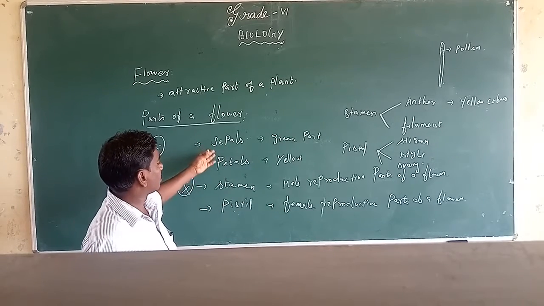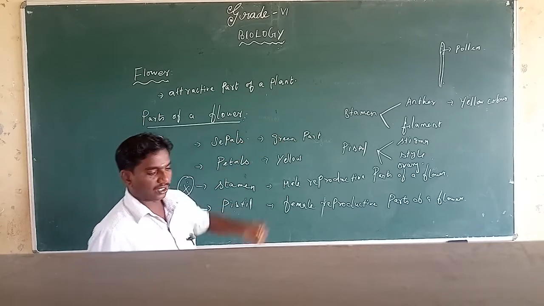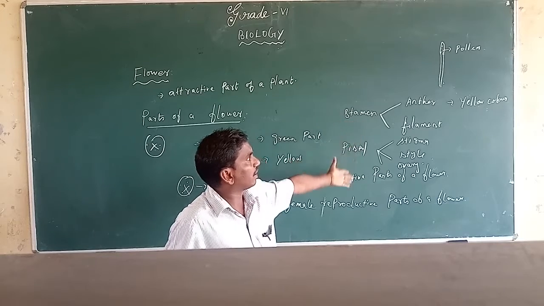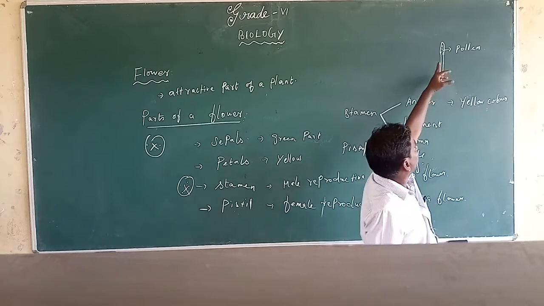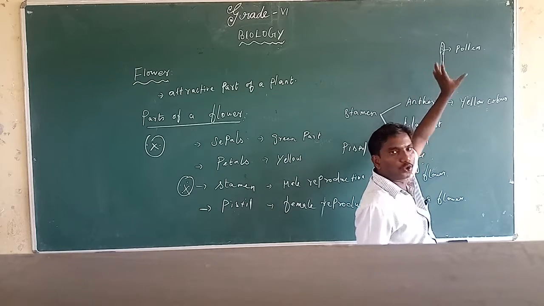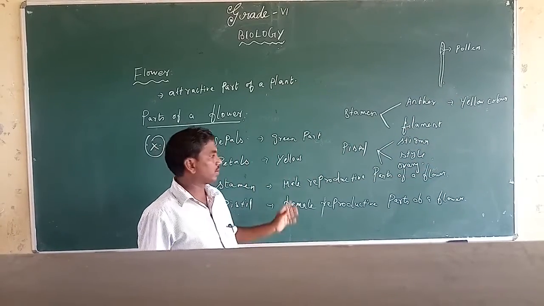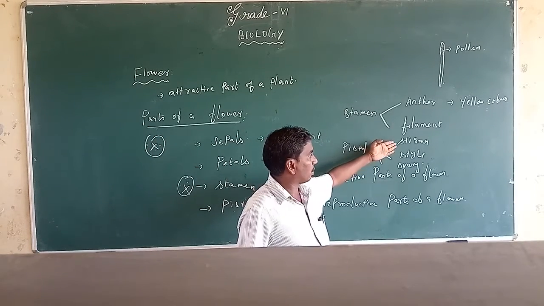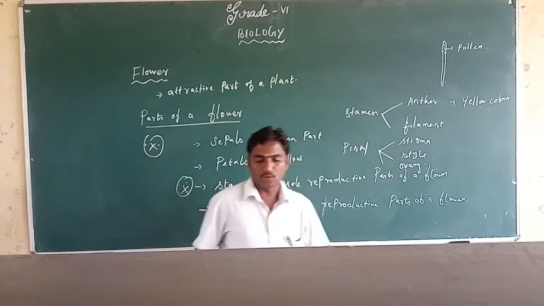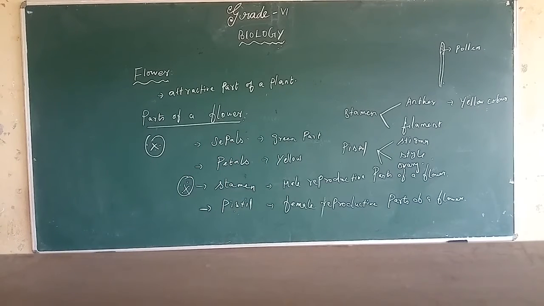Like the sepals, petals, stamens and pistils. The two main parts of the stamen are the anther and filament. You know the pollen; the anther is the yellow part. And the pistil has the stigma, style and ovary inside. So these are the major parts of your flower.